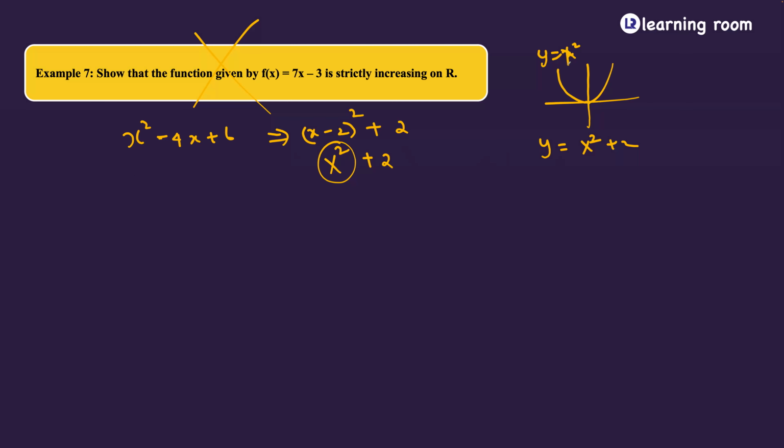So x square plus 2 means every value will get shifted by 2 units in the upward direction. So the graph will look like this. It will get shifted by 2 units. But remember, this capital X is actually not equal to small x. This is small x. This is y. So what is happening in this problem is you have x square plus 2. The third part is this x minus 2. So x minus 2 means the graph will actually get shifted to the right by 2 units.